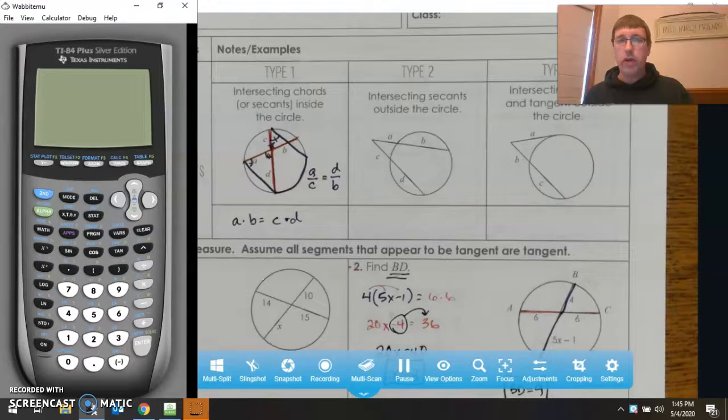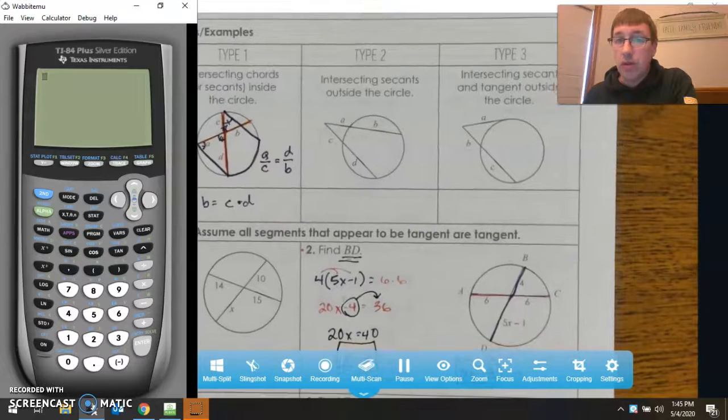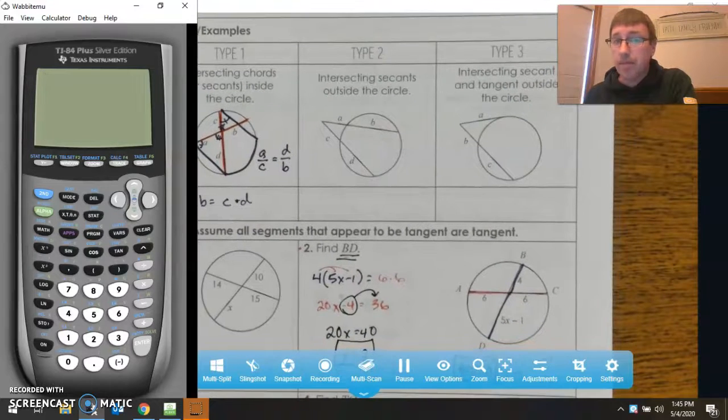Good morning, everybody. Now, in yesterday's video, we talked about the lengths when intersecting chords or secants inside the circle, the lengths of those chords. Today, we're going to talk about when they intersect outside the circle. So we're talking about type 2 and type 3.